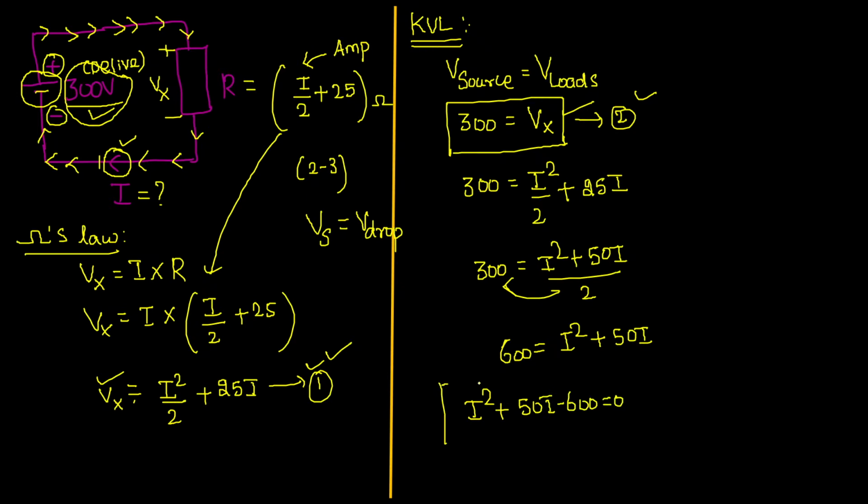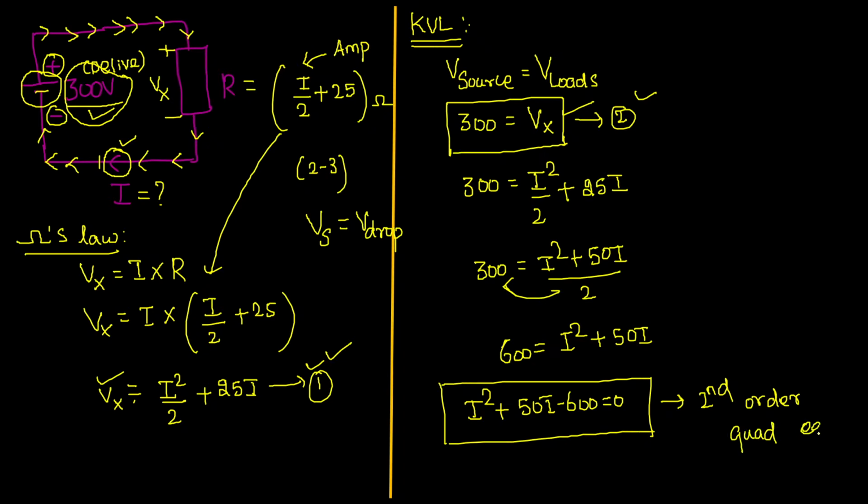Yes, this is a quadratic equation, called a second order quadratic equation. How will you solve a second order quadratic equation in order to find the values of the current? Second order means the order is 2. It means the current has two possibilities, two values of current. How will you identify that? We have a standard formula for second order quadratic equations to identify the values.